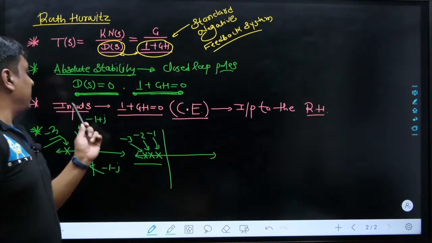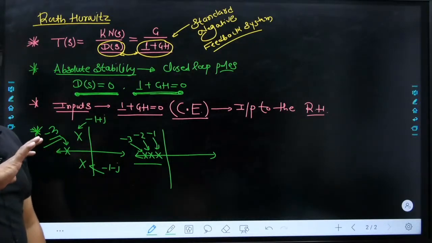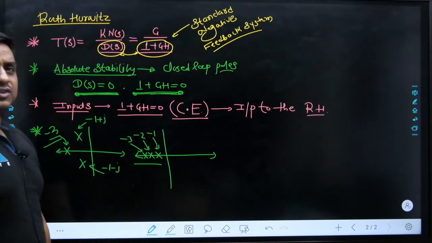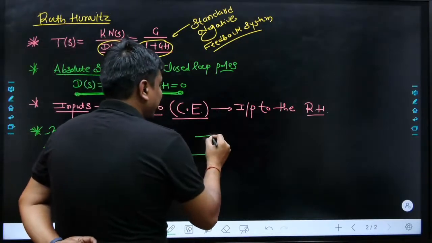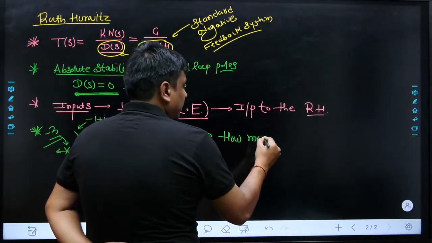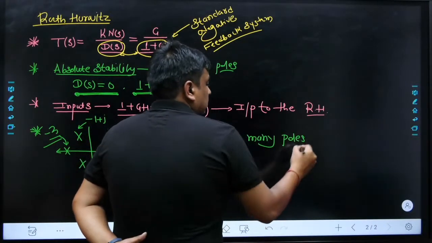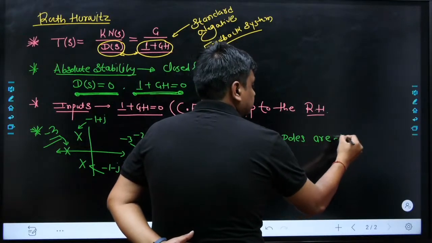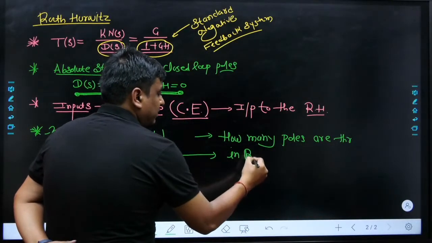That means the same concept would be exploited by the ROUTH-HURWITZ. ROUTH-HURWITZ does not calculate the exact locations of the poles. It indicates only one thing: how many poles are there towards the right hand side of the S plane.